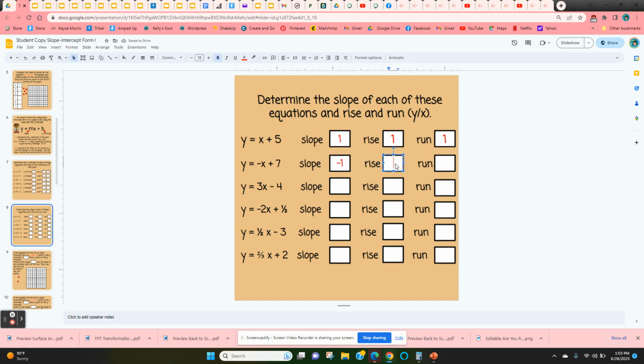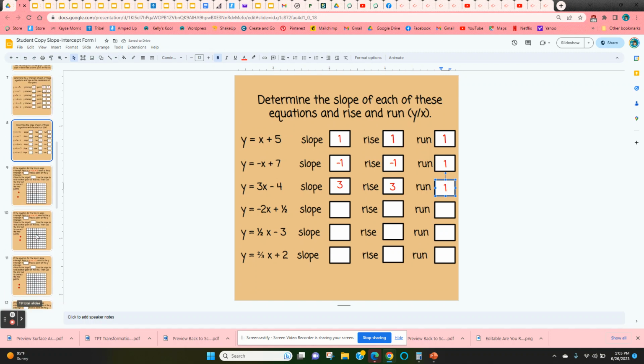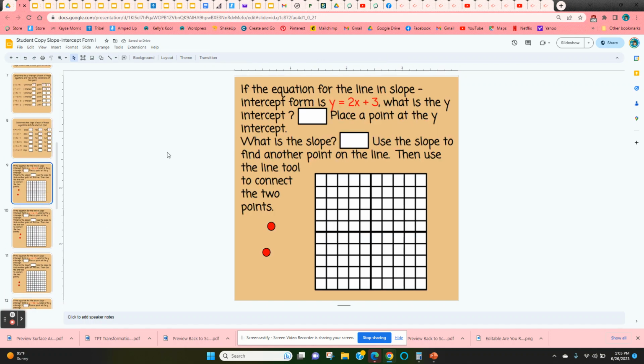This one can actually be written in 2 different ways. It could be negative 1 rise, run 1, or these could be switched. Next one, the slope is 3, so it would be rise 3, run 1, and so on. When they get to slide 9, they're going to determine first the y-intercept, which is 3. They're going to place a point there, which would be the point (0, 3).